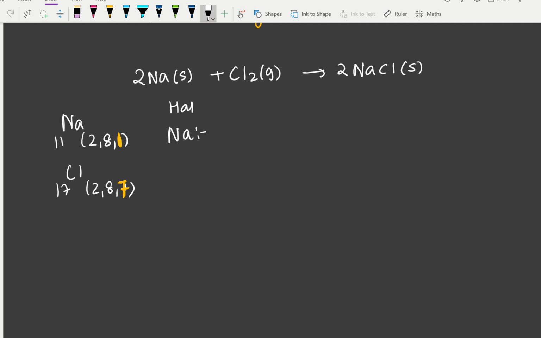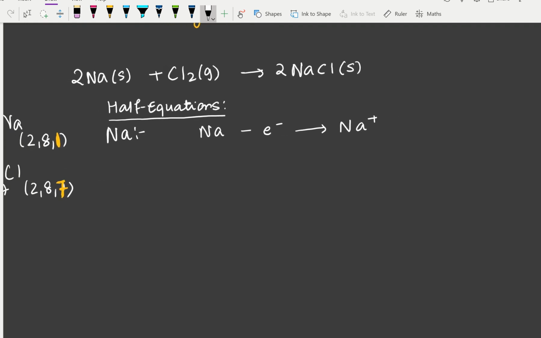If I write the half equations, I'm going to write them on the top here. The half equations mean what is happening at one end. If it's electrolysis, you say what's happening at one electrode. So now for sodium, what is happening? Sodium is going to lose an electron and become Na+. So sodium loses an electron to chlorine and becomes Na+. Oxidation is loss of electrons, so sodium is getting oxidized. So this is oxidation.